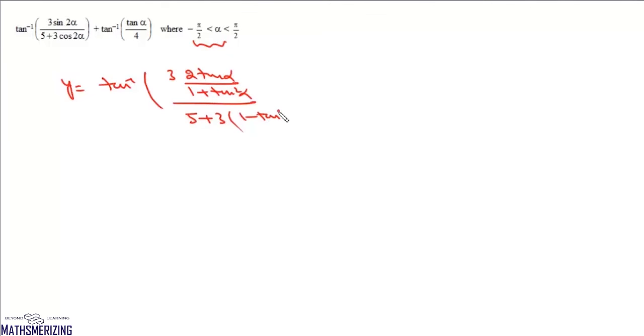We need to simplify tan inverse of 3 sin 2 alpha upon 5 plus 3 cos 2 alpha plus tan inverse of tan alpha by 4, where alpha lies between minus pi by 2 and plus pi by 2. Now what we'll do is, we'll simplify this expression, and we'll write this as tan inverse of 3, and we can write sin 2 alpha as 2 tan alpha upon 1 plus tan square alpha, and in the same way we can write cos 2 alpha as 1 minus tan square alpha upon 1 plus tan square alpha, and then plus tan inverse tan alpha by 4.